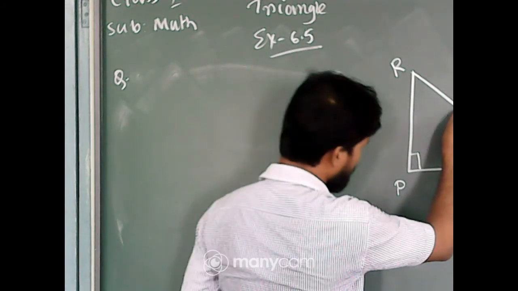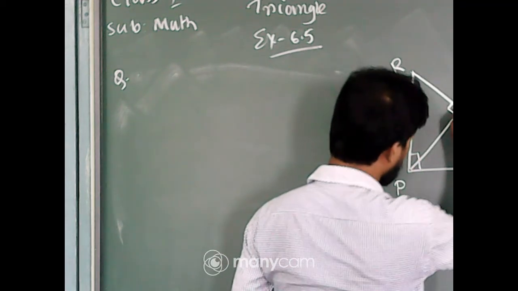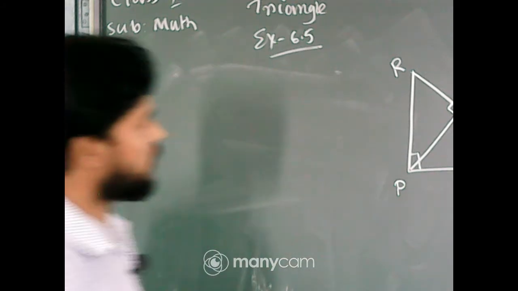So this is PM. So PM is perpendicular to QR. So this angle is equal to 90 degrees. This angle is also equal to 90 degrees.